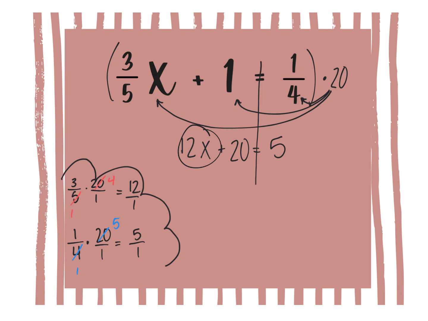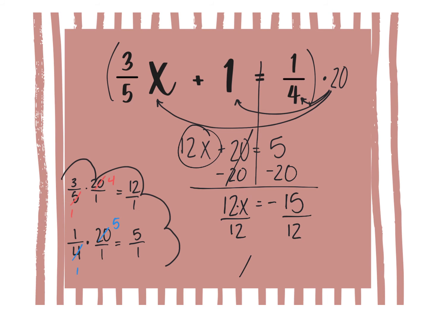Again, I want to isolate the term with a variable, so I'll subtract 20 from both sides. When I do that, 20 minus 20 is 0, and I'm left with only 12x on the left-hand side. On the right-hand side, I get negative 15. Now again, I want to isolate that x. I want 1x, so I need to divide by 12 on both sides. And that leaves me with, again, a value that can't be divided by the other value. So negative 15 over 12 is not something I can just divide and get a nice, neat integer answer for.